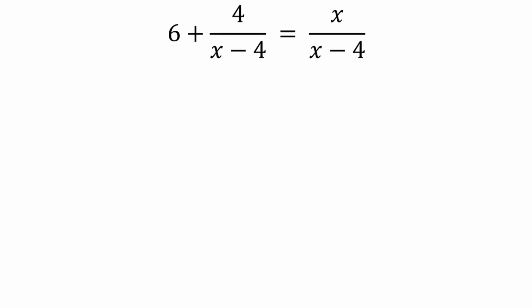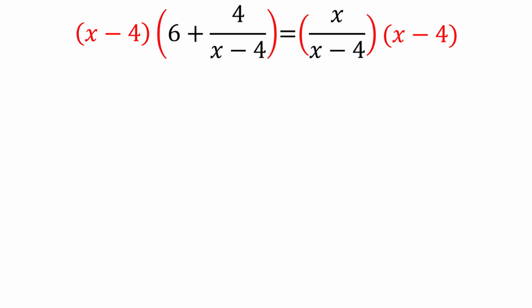Let's try this one, where we have x minus 4 in two different denominators. One way to solve this would be to move both terms with x minus 4 to the same side of the equation, and then combine the fractions. But I think a little bit of an easier way is to use the same process we used in the last problem, which is to just multiply both sides of the equation by x minus 4.